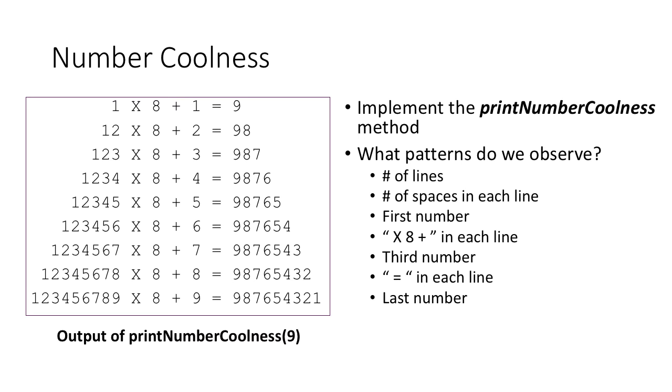In this picture, if you input the number into this method, you will get a number of lines, right? And in each line, firstly, you will find there are several spaces. After the spaces, here is the first number, times 8 equals, and then the third number, and equals, and 9, and the next number. Right.